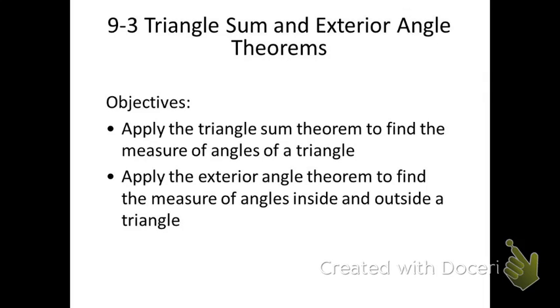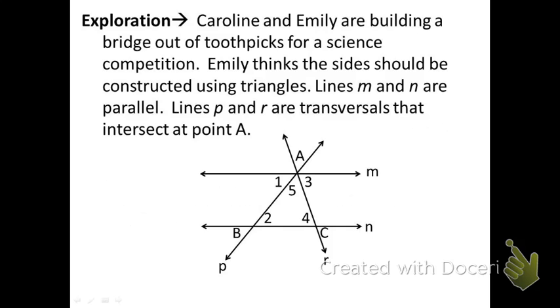Okay, today we learned about the triangle sum and the exterior angle theorem. So we are going to learn how to apply both of them to find measures of angles in a triangle. In the exploration, Caroline and Emily are building a bridge out of toothpicks for a science competition. Emily thinks the sides should be constructed using triangles. She said that M and N are parallel, and P and R are transversals that intersect at point A.